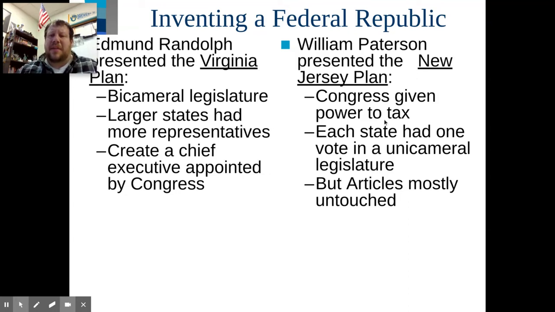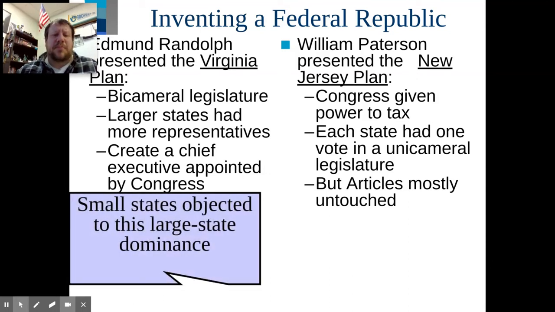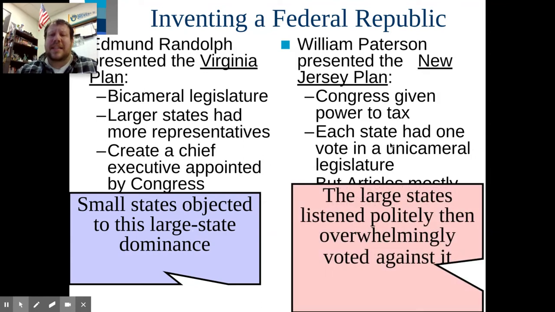The New Jersey plan was like, all right, let's just give power to the Congress to tax. Every state gets one vote in a one house deal. And basically it just kind of fixes the Articles' tax problem. They wanted more of a revision kind of thing. Small states didn't like the Virginia plan because they're like, hey, this kind of screws us over, right? Because if you have more population, you have more say. Big states didn't like the New Jersey plan because they're like, our power is screwed here. We're bigger states. We're more powerful. We're more people. So we should have more say if it's a true democracy kind of thing.